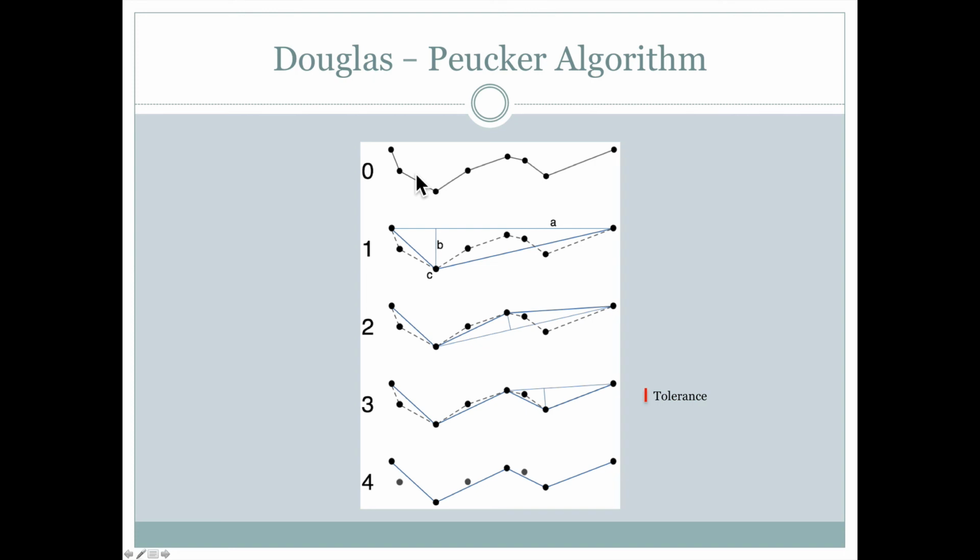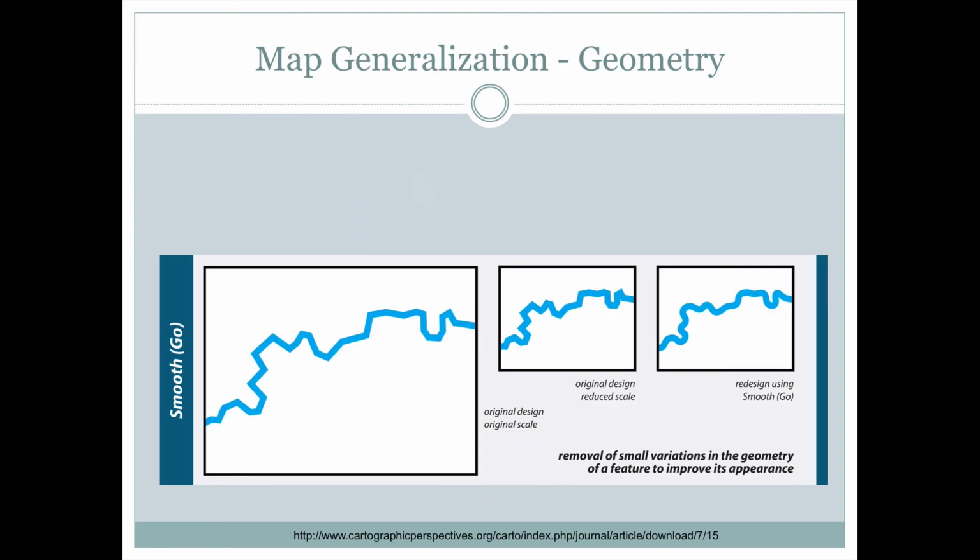And another thing we can do, which is sort of like simplify, is smoothing. So we would take a rough line and make it look more smooth, because this rough line looks very rough at this scale of mapping here, but we can just smooth it out and get rid of all those variations.